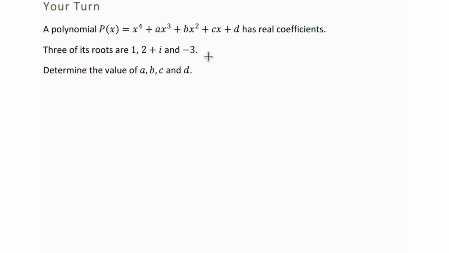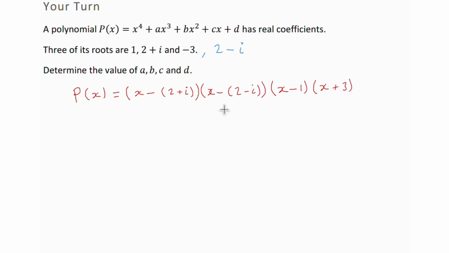So, first of all, the fourth root is going to be 2 minus i by the conjugate root theorem. So we now have all 4 roots. One way to do this would be to take p of x. We know it's going to be of the form x minus 2 plus i, x minus 2 minus i, x minus 1, x plus 3. Expand that out and see what it simplifies to find these 4 values.